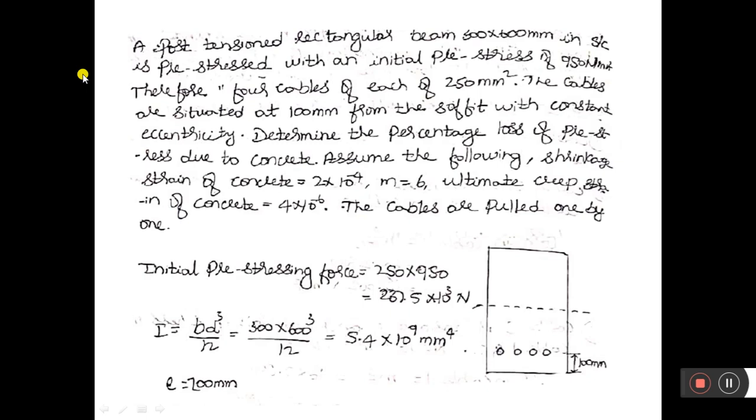Assume the following. Shrinkage strain of concrete is equal to 2 into 10 to the power of minus 4. M is equal to 6. Ultimate creep strain of concrete is equal to 4 into 10 to the power of minus 6. And the cables are pulled one by one.